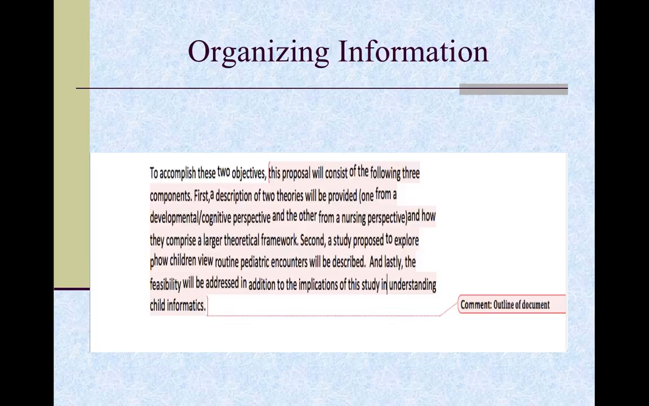And finally, the conclusion of the introduction explains the outline or presents a roadmap or outline to the rest of the document. And you'll see it says to accomplish these two objectives, this proposal will consist of the following three components. And you see the first component of the rest of the proposal will be a description of two theories. Second, there'll be a study proposed. And lastly, or third, the feasibility of the proposal will be addressed. Okay, so you can see how the outline of this document has been presented.